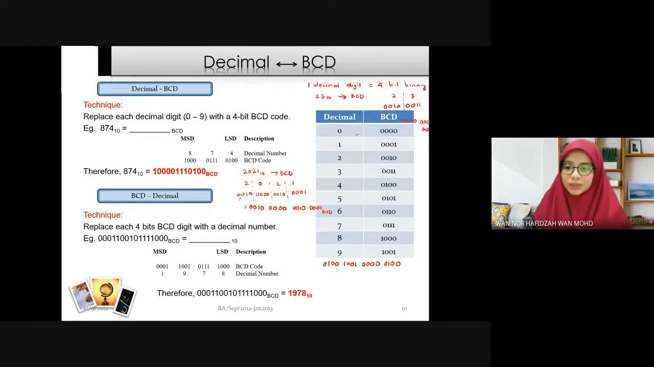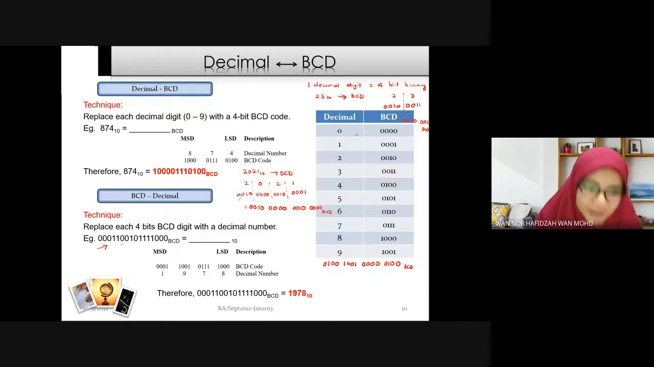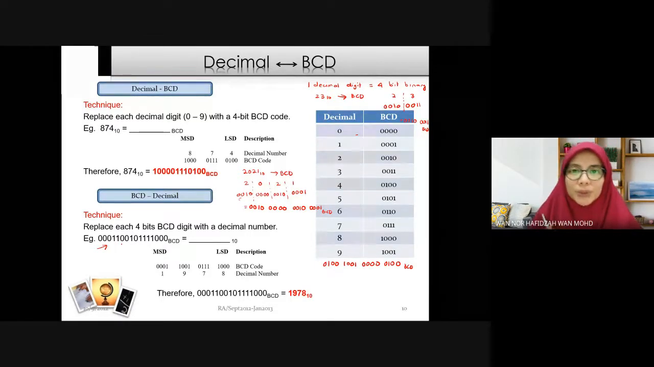For example, we have this BCD number. It says we want to convert it into decimal. So what we need to do is, sometimes they don't separate it neatly like this, as if it has groups. But sometimes they just write it all out long like this one. What we need to do is group it into 4 bits. But where do we start from?